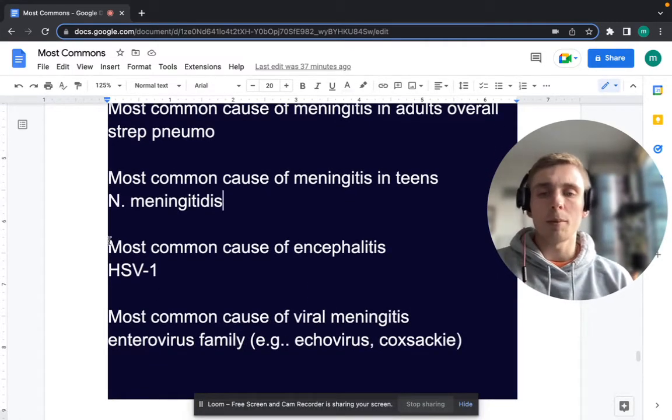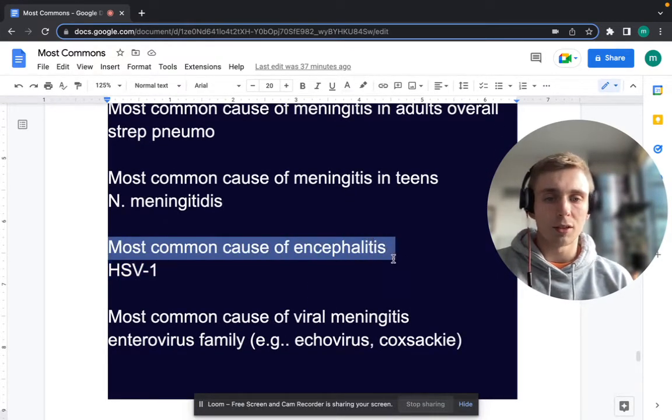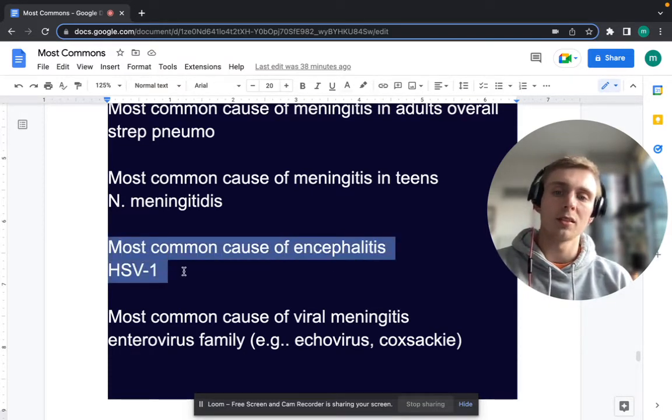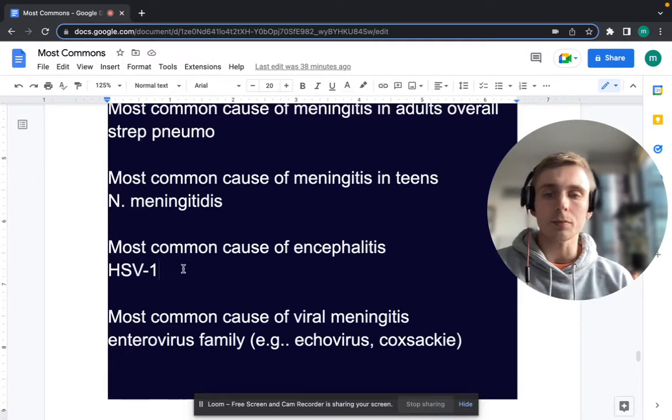How about the most common cause of encephalitis? That's going to be herpes simplex virus 1. So the most common cause of encephalitis is herpes simplex virus 1. And what is a symptom that differentiates meningitis from encephalitis?